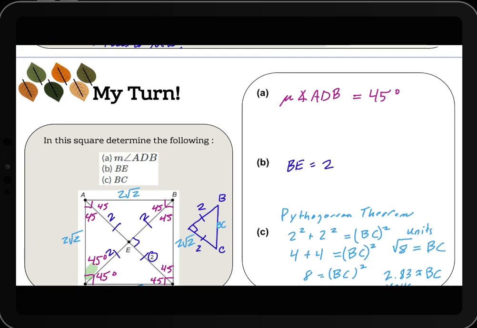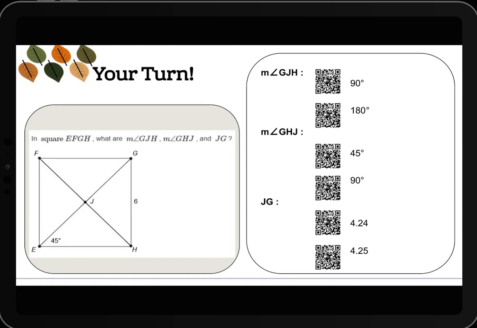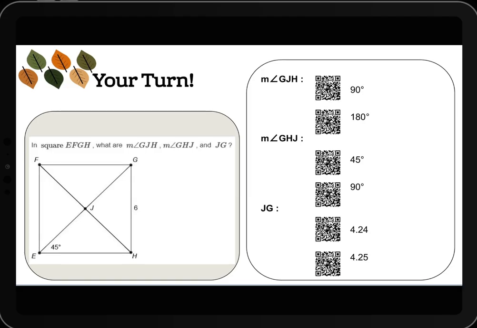Okay, so why don't you go ahead, pause the video, and see if you can come up with the measure of GJH, GHJ, and the length of JG. Alright, so the angle GJH is here, so that's 90 degrees. The measure of GHJ, that is the angle down here. We know that's a 45-degree angle.